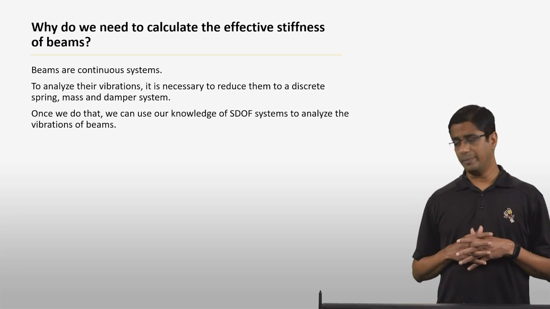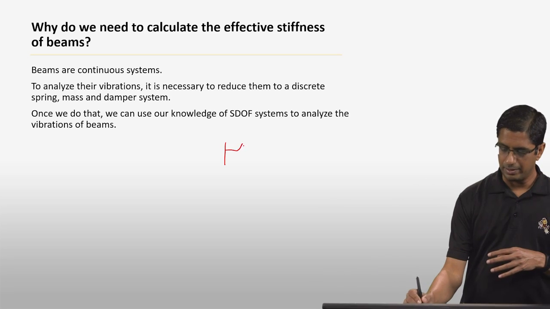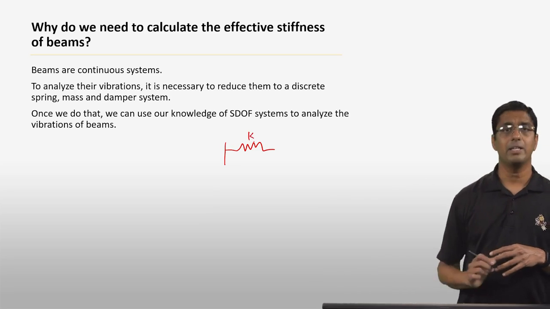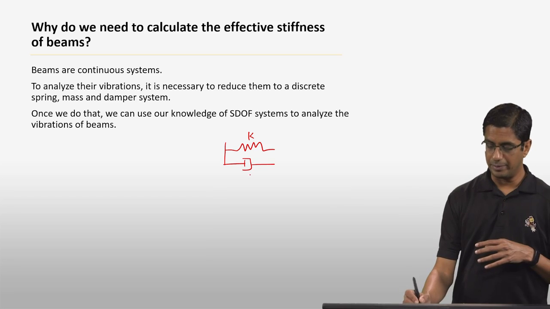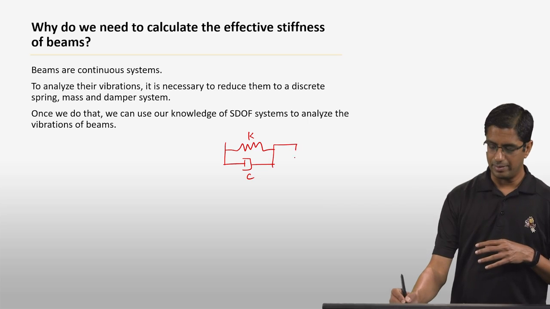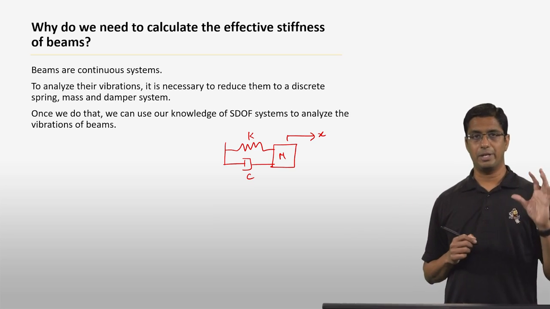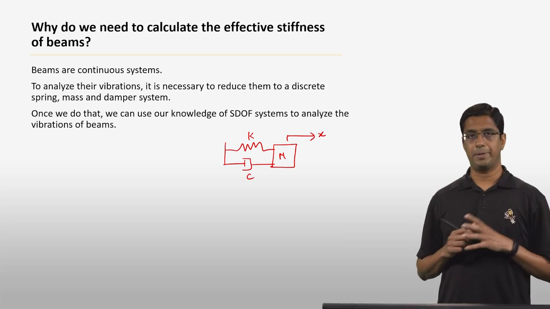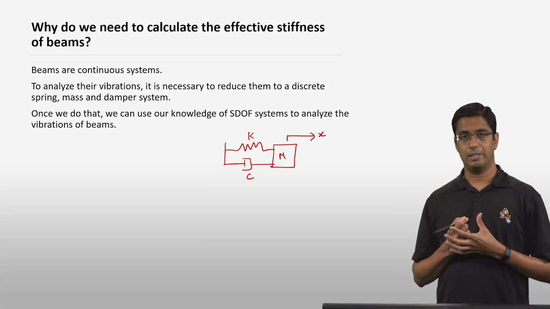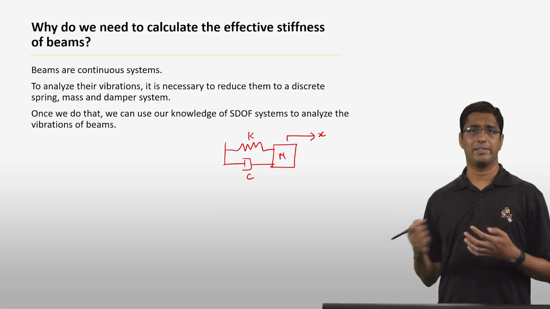What do I mean by a continuous system? Think about the spring mass damper system that we looked at. We have a spring with a spring constant K, a damper with a damping coefficient C, and a mass M, and it is constrained to move in the direction X. Here you have a discrete mass, a discrete spring, and a discrete damper, and the motion is defined with respect to that of the mass in the X direction.